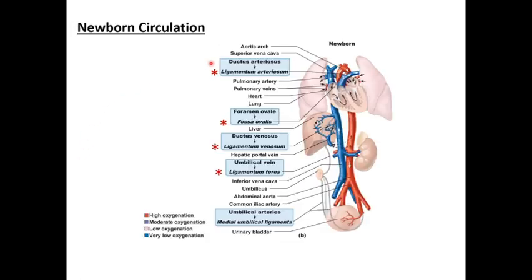Newborn circulation, you can see here what was the ductus arteriosus becomes the ligamentum arteriosum. What was the opening between the 2 atria, the foramen ovale, is now closed, and it's called the fossa ovalis, a depression seen in the right atrium. The bypass to bypass the fetal liver, what was the ductus venosus, becomes the ligamentum venosum. The fetal umbilical vein becomes the ligamentum teres. The 2 fetal umbilical arteries become what are called umbilical ligaments.